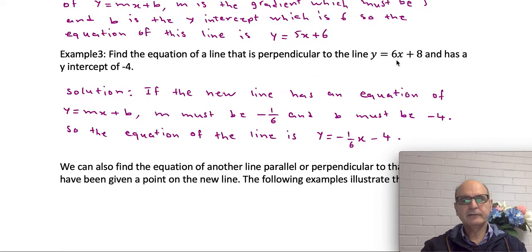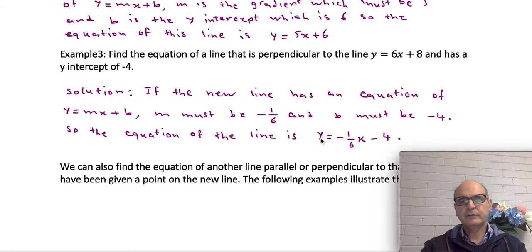The gradient of this is 6. We are after a line which is perpendicular to that. So 6 means 6 over 1. Flip it, it becomes 1 on 6, and change the sign to negative, so it becomes minus 1 on 6. So this m is minus 1 on 6. And b is the y-intercept, which they say is minus 4.